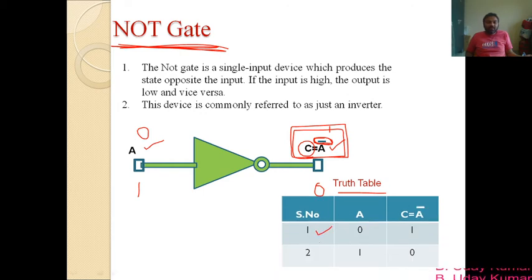We have only two options of potential that can be applied to the input terminal. To input terminal A you can apply either 0 or 1. If you apply 0, the output will be 1, and if you apply 1, the output will be 0. So this is the truth table of the NOT gate. And how do you define a NOT gate? A NOT gate is a logic gate or electronic circuit which performs the logical function of inversion.